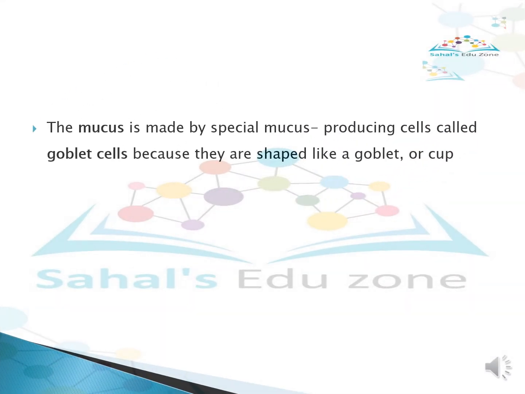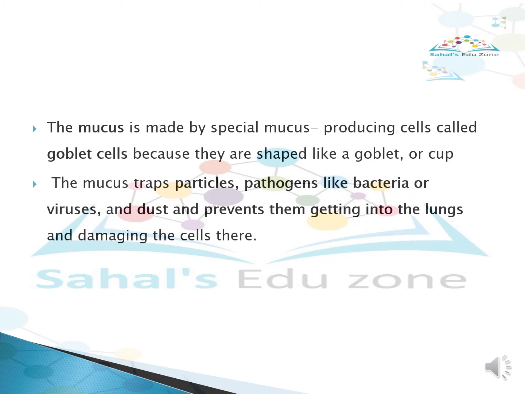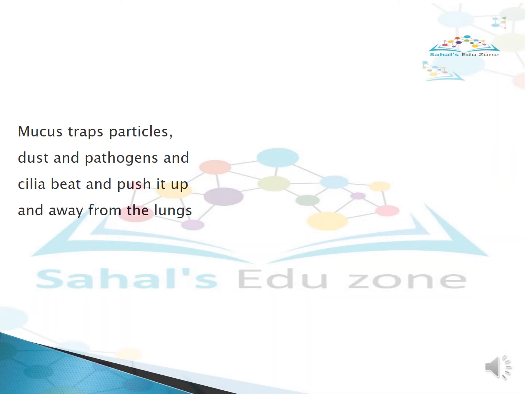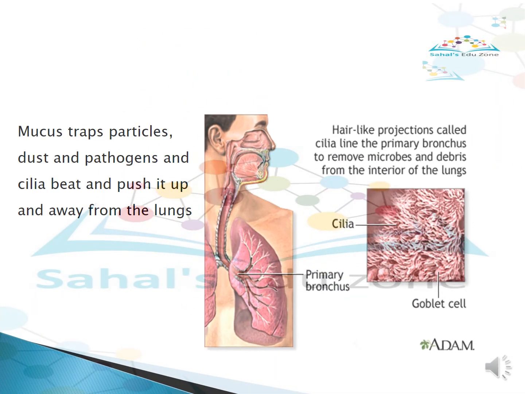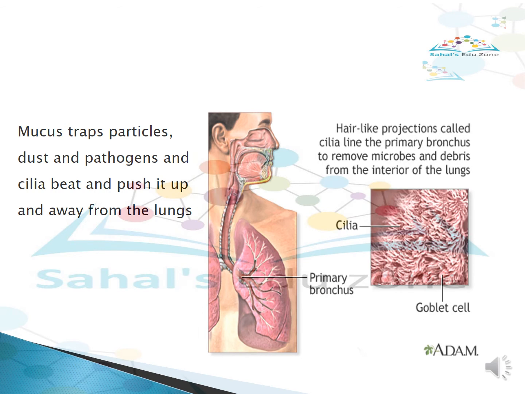The mucus is made by special mucus producing cells called goblet cells because they are shaped like a goblet or cup. The mucus traps particles, pathogens like bacteria or viruses and dust and prevents them getting into the lungs and damaging the cells there. Mucus traps particles, dust and pathogens and cilia beat and push it up and away from the lungs.